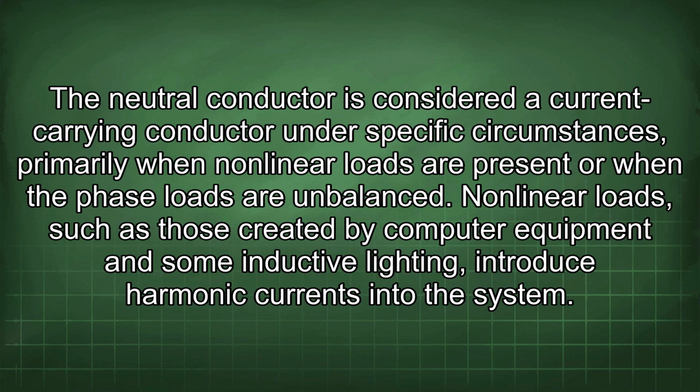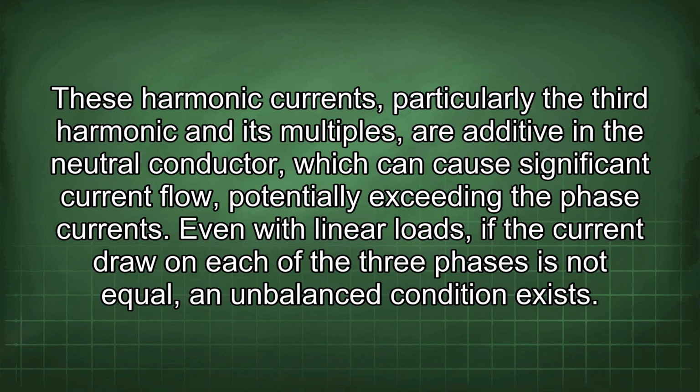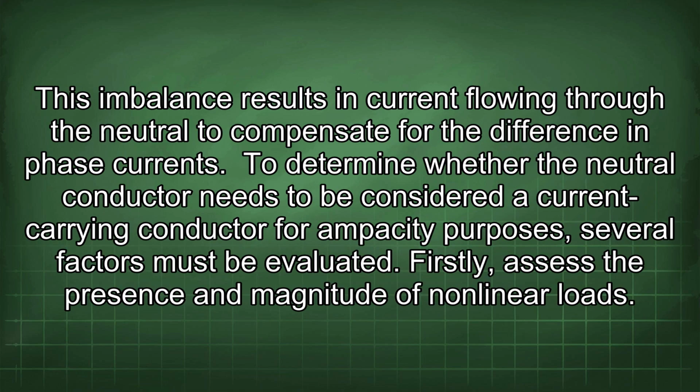phase loads are unbalanced. Nonlinear loads, such as those created by computer equipment and some inductive lighting, introduce harmonic currents into the system. These harmonic currents, particularly the third harmonic and its multiples, are additive in the neutral conductor, which can cause significant current flow, potentially exceeding the phase currents. Even with linear loads, if the current draw on each of the three phases is not equal, an unbalanced condition exists. This imbalance results in current flowing through the neutral to compensate for the difference in phase currents.